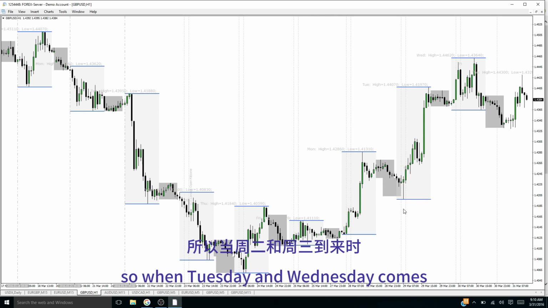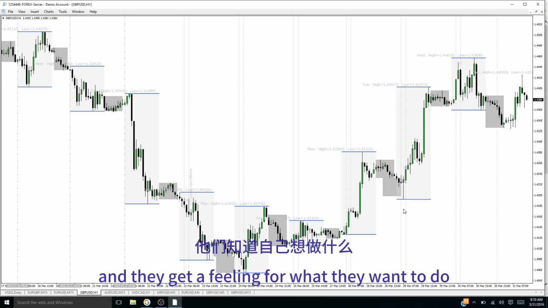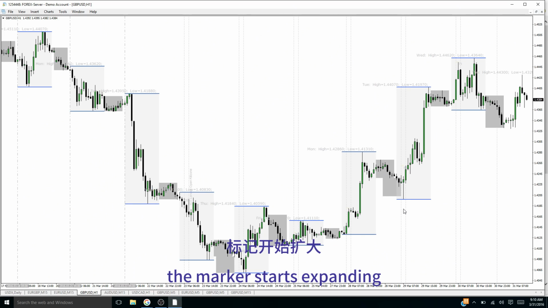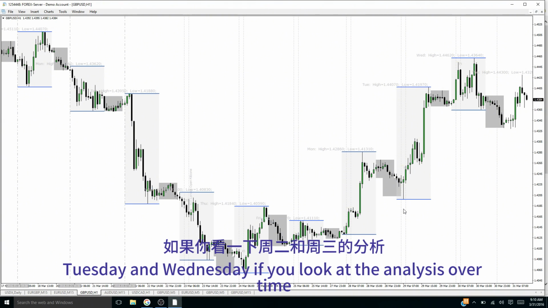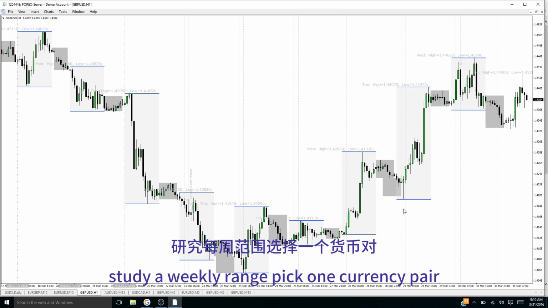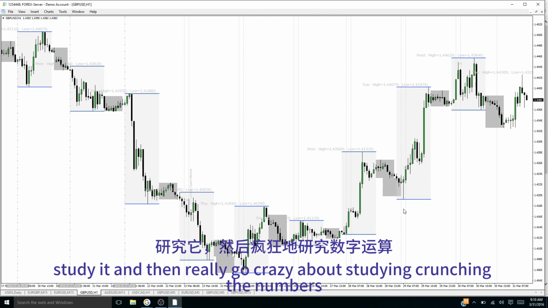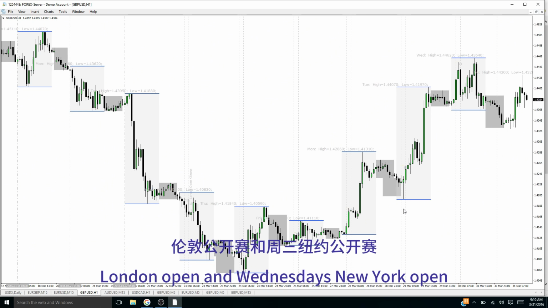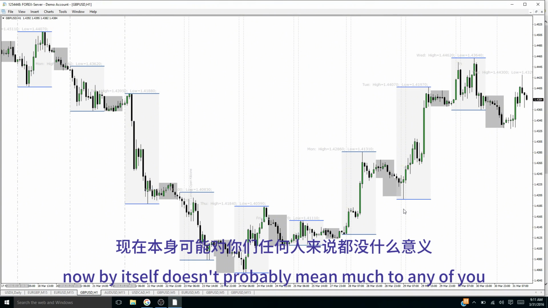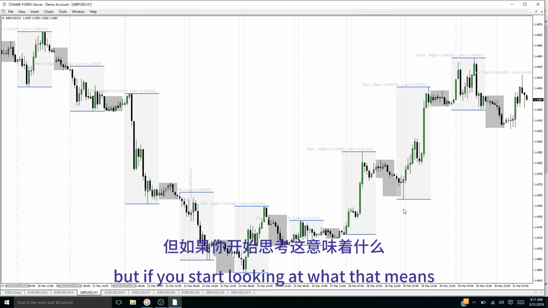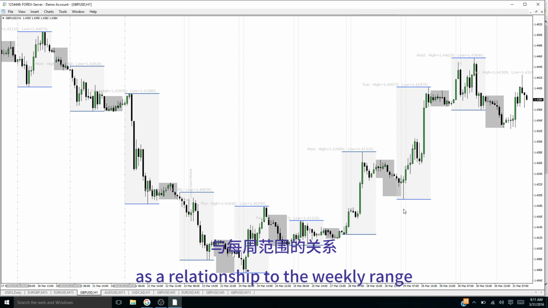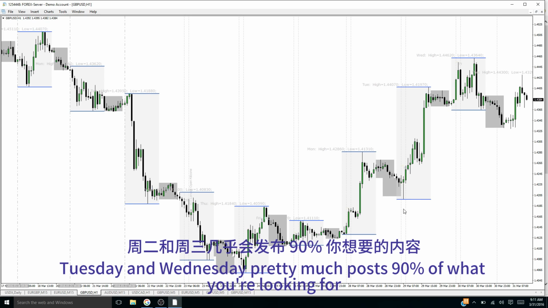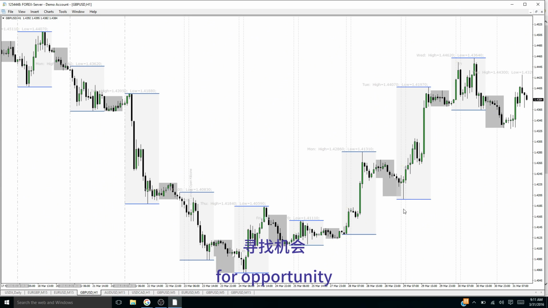So when Tuesday and Wednesday comes and the premise is already built into the marketplace and they get a feeling for what they want to do, the market starts expanding. Tuesday and Wednesday, if you look at the analysis over time, study a weekly range. Pick one currency pair, study it, and then really go crazy about crunching the numbers. You're going to see about 65% of the daily range is usually formulated between Tuesday's London Open and Wednesday's New York Open. Now, by itself, that doesn't probably mean much to any of you. But if you start looking at what that means as a relationship to the weekly range, Tuesday and Wednesday pretty much posts 90% of what you're looking for in opportunity.